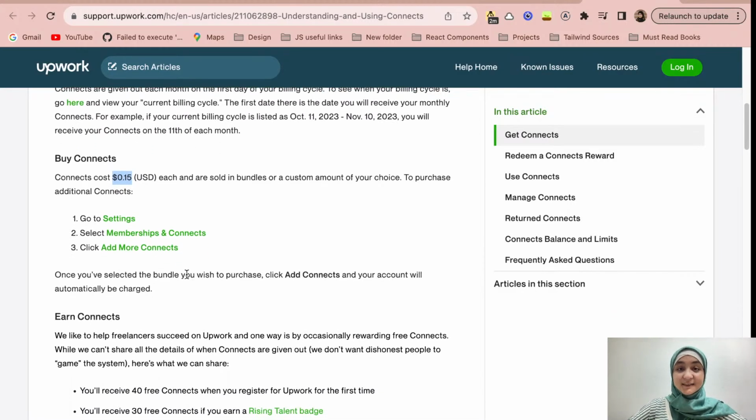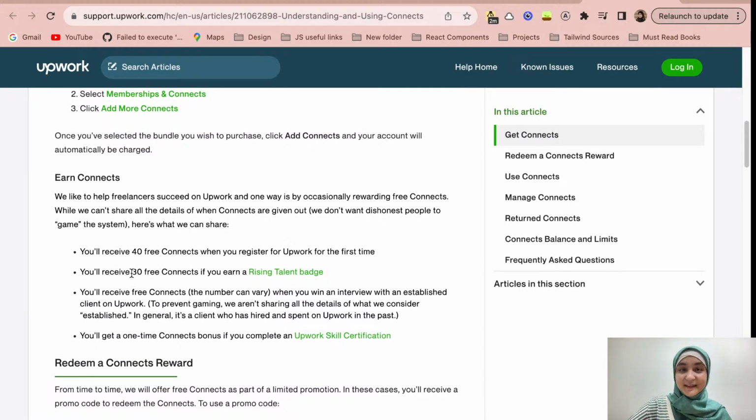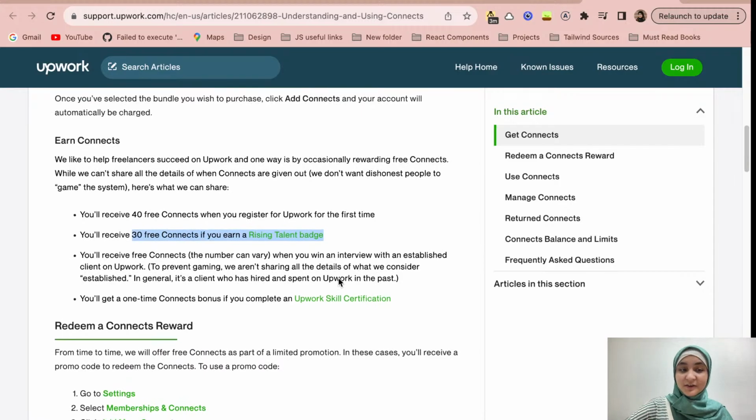The other way to get connects is when you are being promoted. When you earn a Rising Talent badge, they will give you 40 connects as a prize. And when you pass a skill certification, they will give you another, I believe, 80 connects. Nowadays it seems they are giving 30 connects if you get the Rising Talent badge. There used to be another way to earn connects by passing Upwork's readiness test. That's what I used before, but nowadays they have deactivated it, so it's no longer possible.